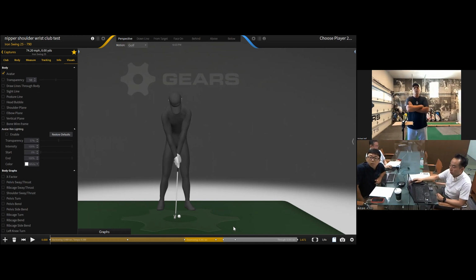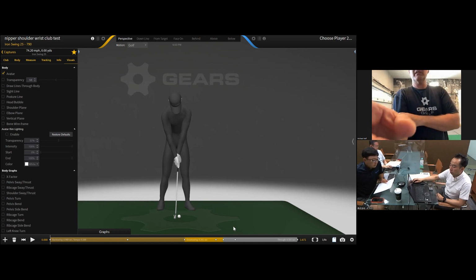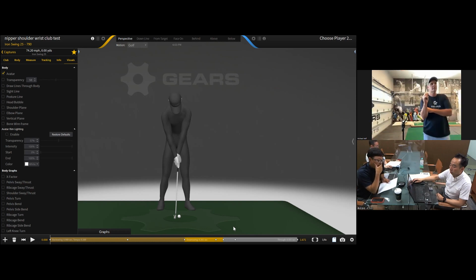So Taiki, should we just start going and then as questions come, or let's go for answering the Q&A now. For the first time. So the first question we have is how you measure the loft angle and the face angle on the screen on the GEARS system. So the first question is how the loft angle is measured.